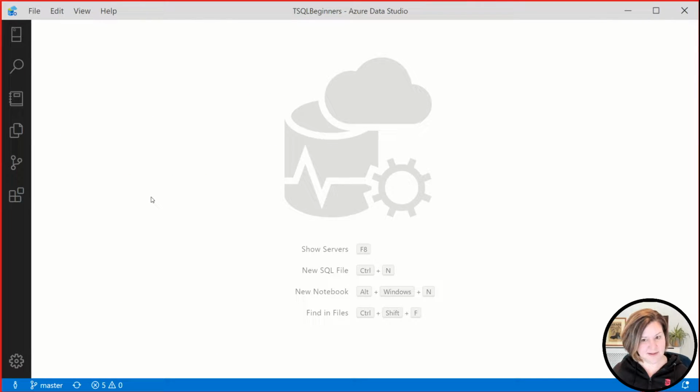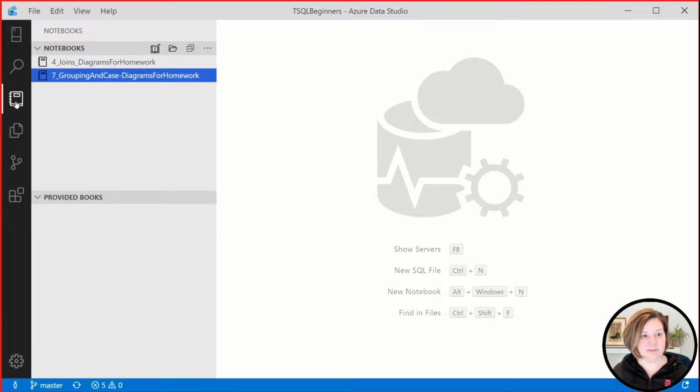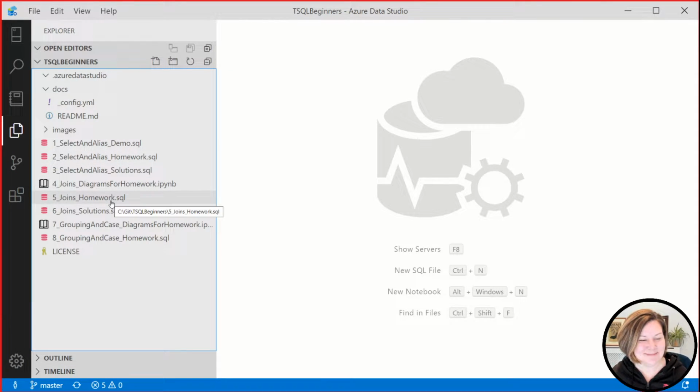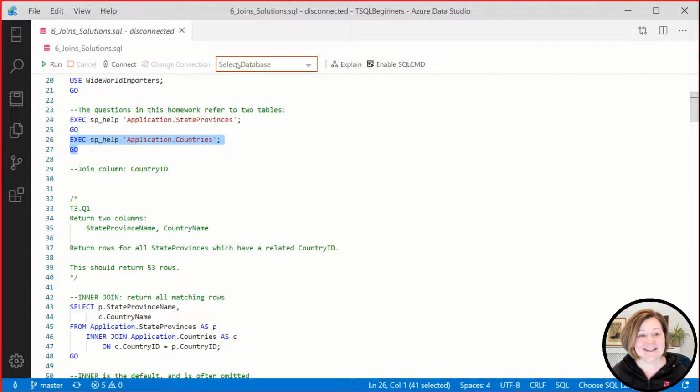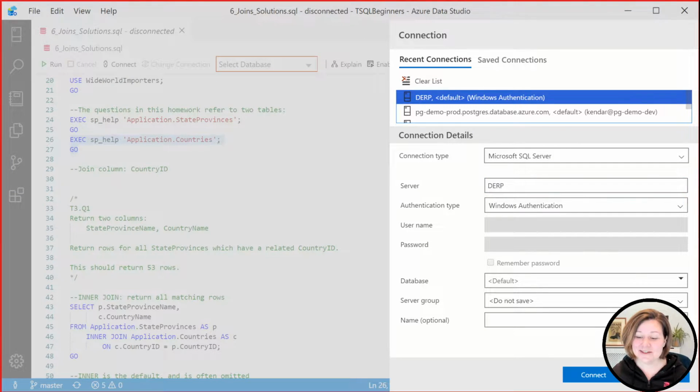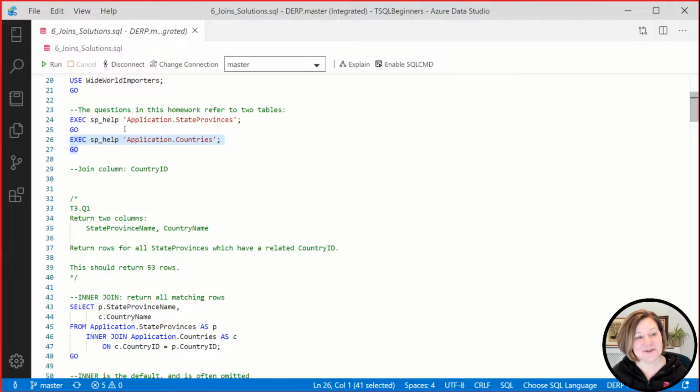And I just hit a key there that made my windows go away. So let's go ahead and open that back up. We want join solutions. That's fun, Azure Data Studio. Now we need to reconnect as well. Always fun to do it live.